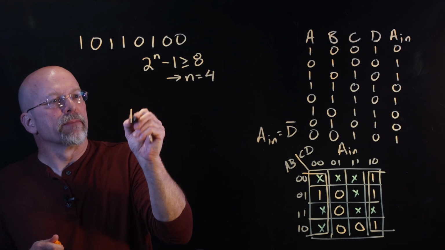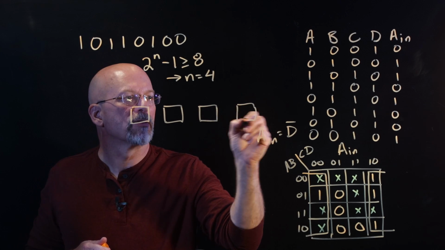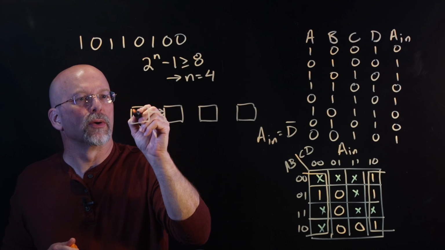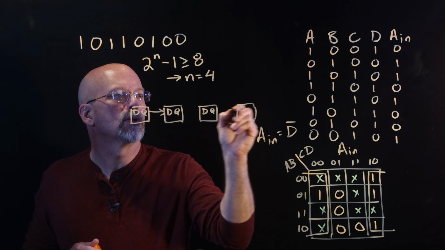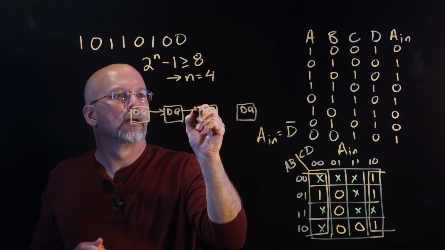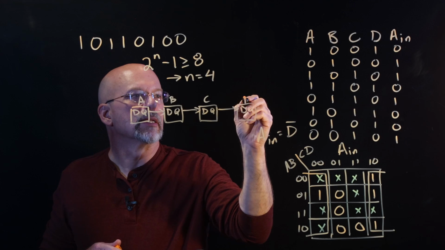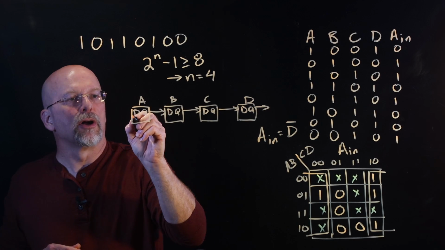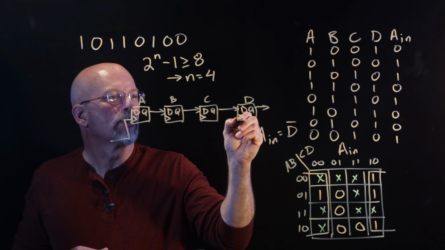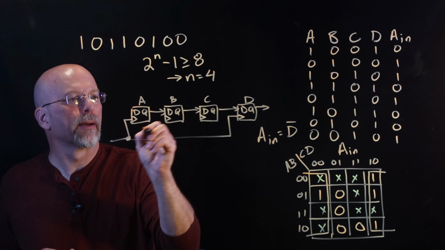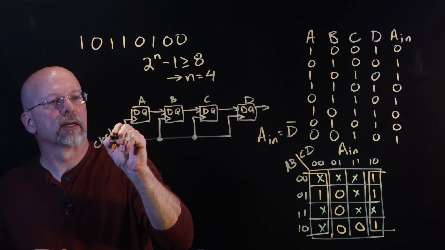So we draw our circuit. We're going to have 4 of these bits in our shift register. So D to Q, D to Q, D to Q, D to Q. And so this is going to be A, B, C, and D. All right. They're all driven by the same clock. So these little triangles here represent the input for the clock. All right. So there's our clock.